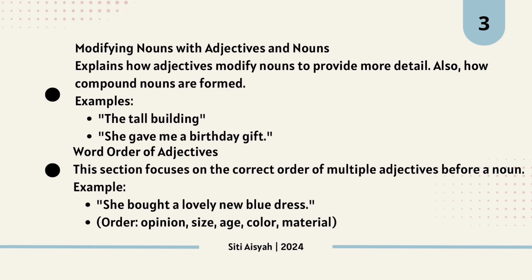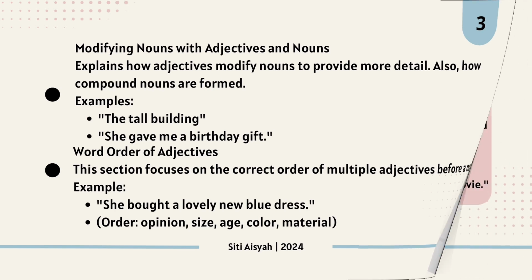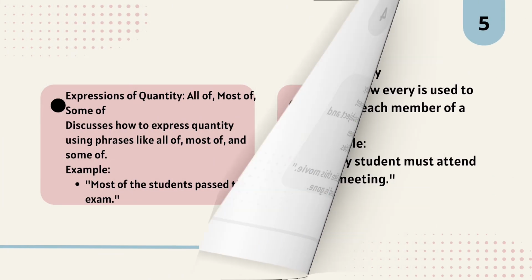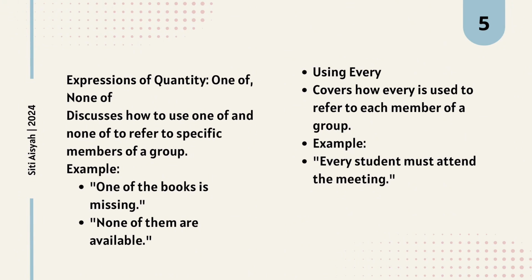Okay, first, modifying nouns with adjectives and nouns. For example, the tall building, or she gave me a birthday gift. Next, word order of adjectives. For example, she bought a lovely new blue dress. Okay, next, expression of quantity, one of or none of. For example, one of the books is missing, or none of them are available. Next, using every. For example, every student must attend the meeting.